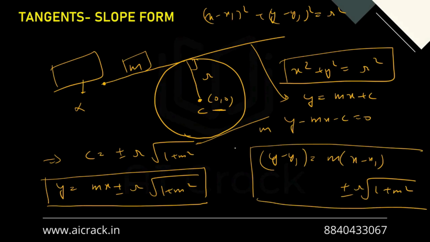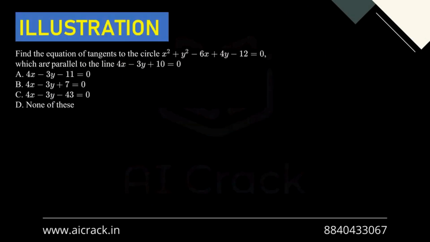Even if you don't remember this, you know the derivation part, you know the slope, you can assume the straight line with given slope, and you can drop the perpendicular to it and make it equal to r, and that would also solve your problem. Okay, remember the basic concept. Now let's try to solve this question.